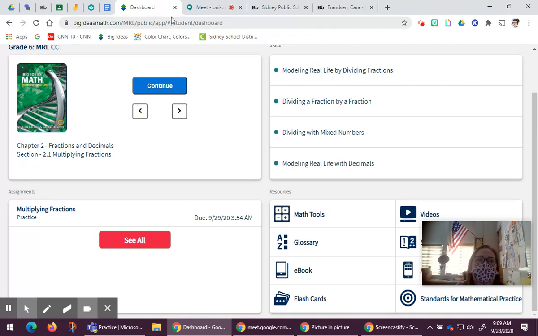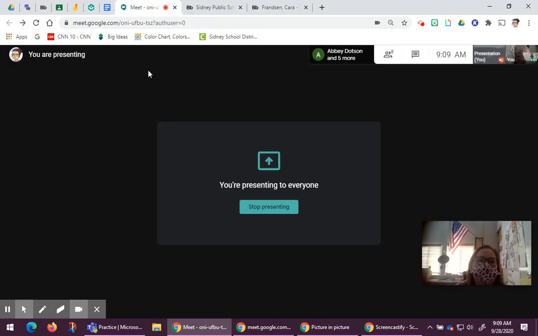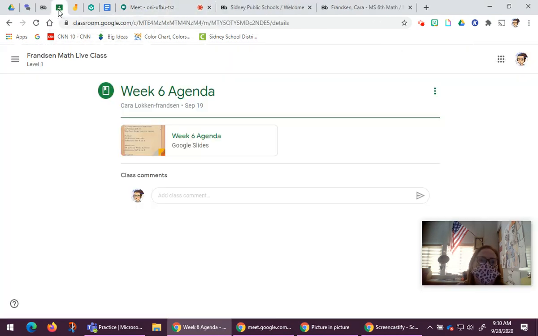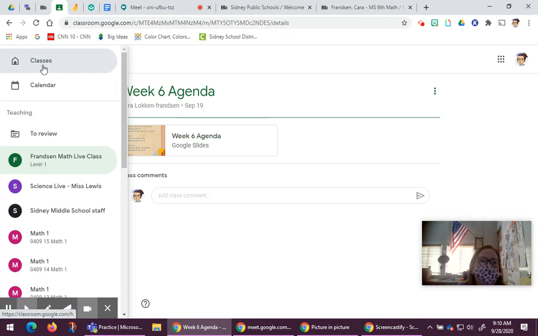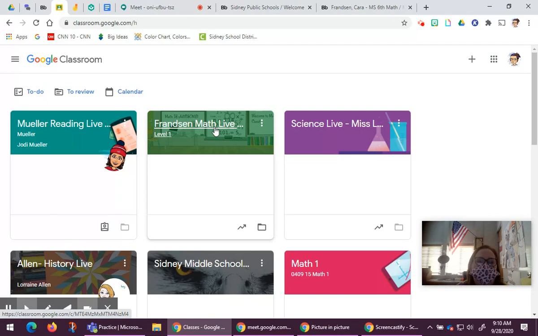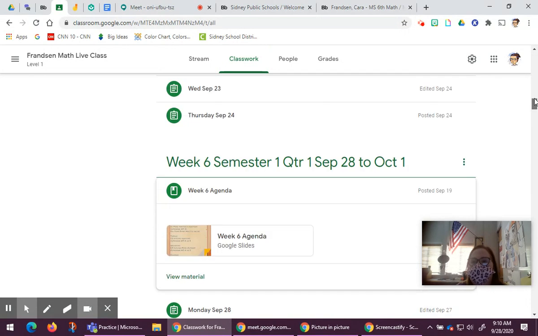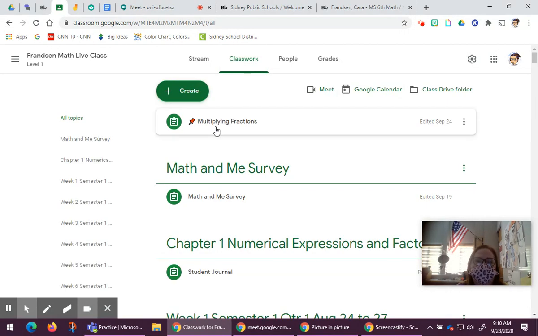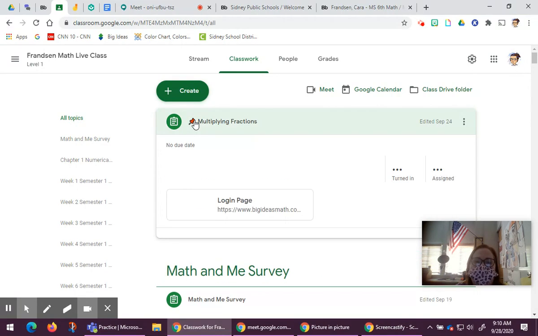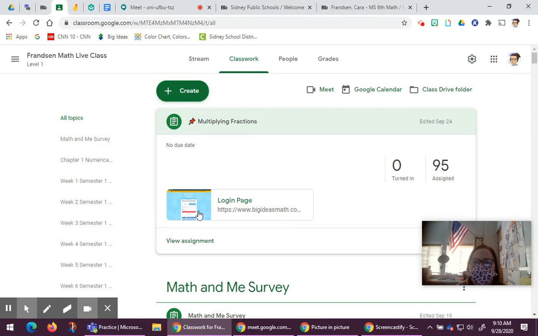Okay. The other way to get to Big Ideas is if you go to your Google account, in my classes, right? If I go to Mrs. Franzen's live class and I go to classwork, the other way to get there is by classwork, and it's up here, multiplying fractions. This red pin is going to identify those assignments that are linked to the Big Ideas website. So those are your digital assignments.